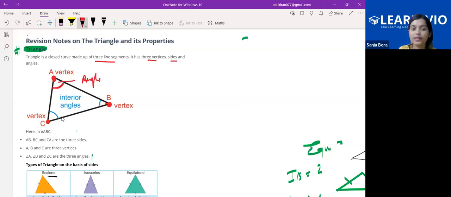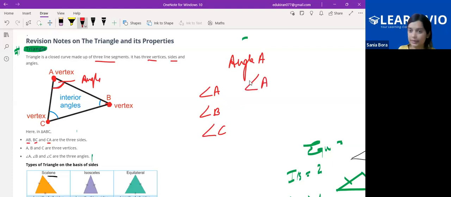And here you can see AB, BC and CA. They are the three sides. A, B, C are the three vertices. And angle A, how do we write it? We write angle A, angle B and angle C. This is the sign. Instead of writing "angle A", we use this symbol and write it like this. So this is angle A.